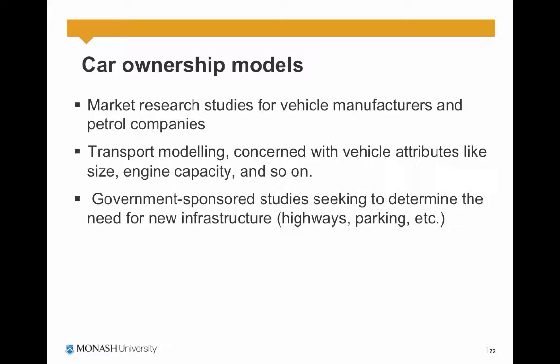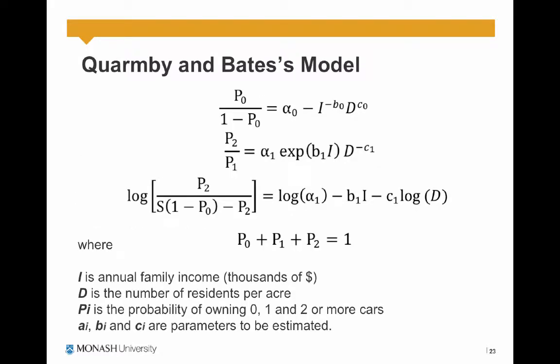Also, car ownership models are important in determining the need for new infrastructure, like whether we need to build new highways, whether we need to build new parking. If the car ownership model predicts a high level of car ownership in some new suburbs, then we need some new infrastructure. So car ownership models can follow different frameworks. One of the classical car ownership models is called the Quarmby and Bates model, which I call the QMB model. It's a basic model which includes a few equations that I will discuss right now.